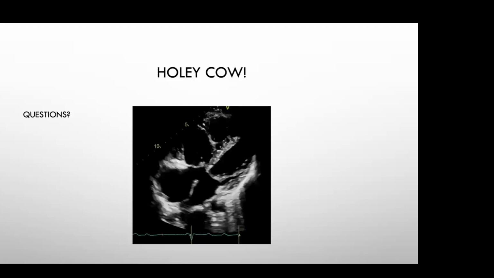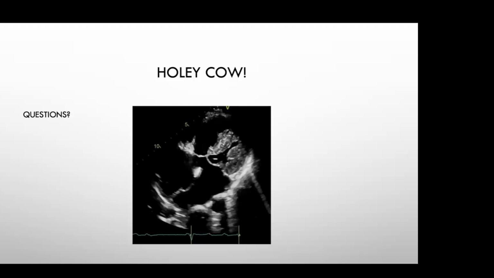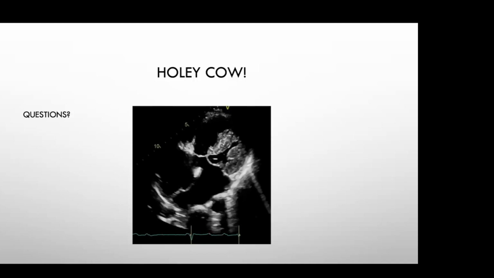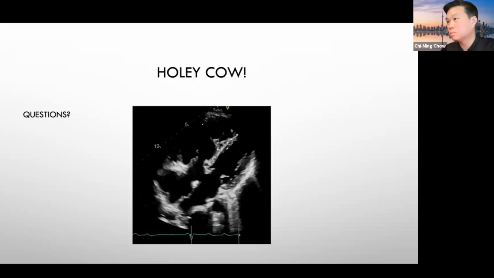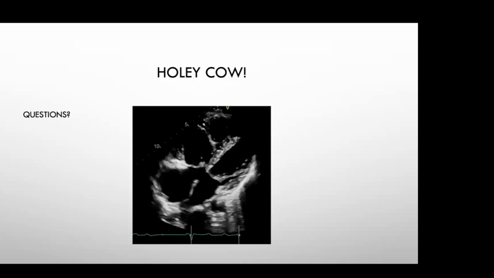But with the ASD, it should be the RA enlargement, not just the RA. It's not an isolated RA enlargement. So be careful with that, because we only use 4.1 to define RA enlargement. And be careful with that as well.